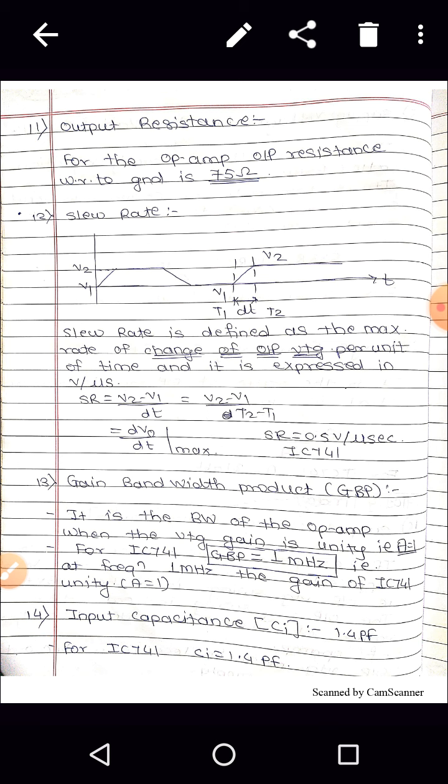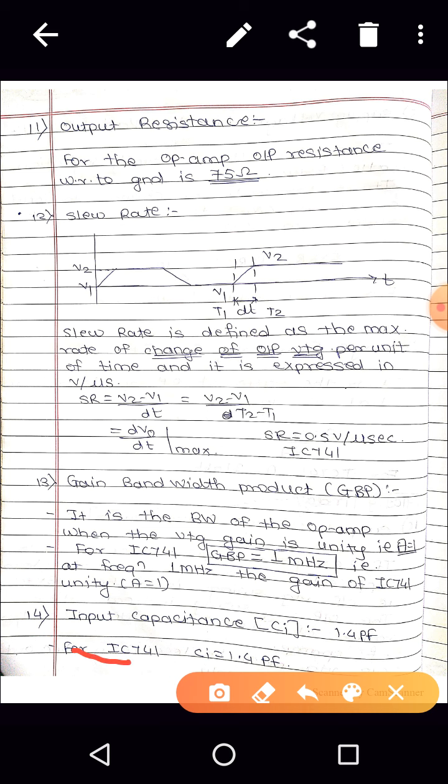Next characteristic, input capacitance. Input capacitance for IC741 is 1.4 picofarad.